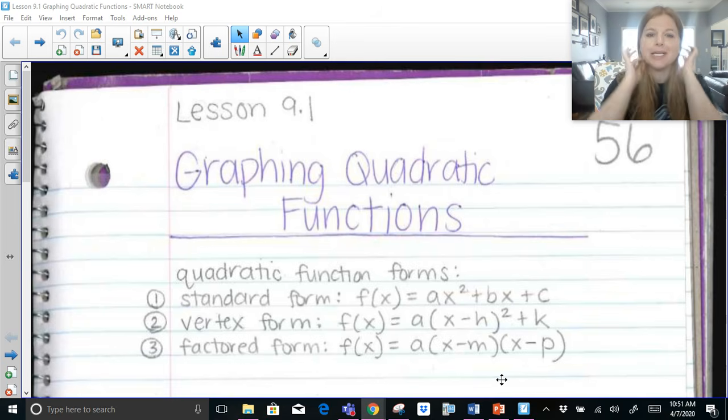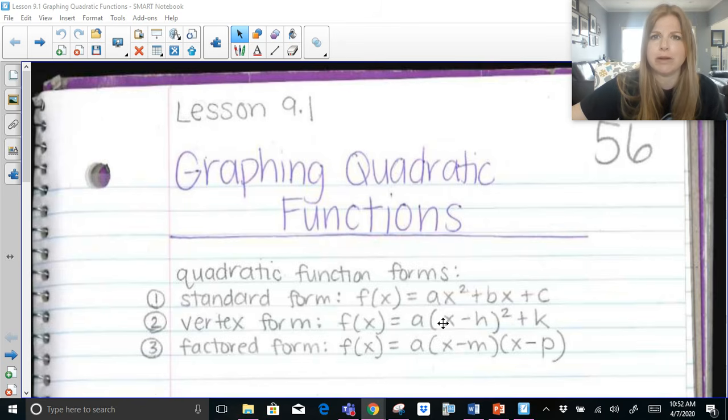Okay, let's go. So graphing quadratic functions, there's three forms that we're going to be taking a look at. You're going to see these forms in my other videos as well. Standard form. Standard form is f of x equals ax squared plus bx plus c. That probably looks familiar to trinomials that you learned how to factor. Vertex form. Vertex form is f of x equals a(x minus h) squared plus k.